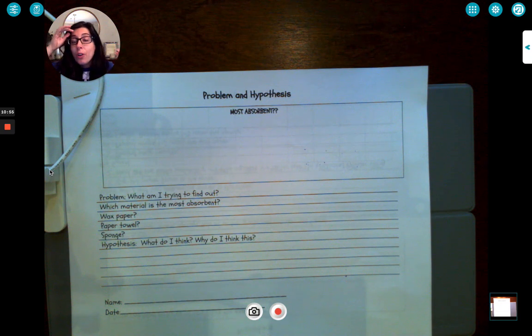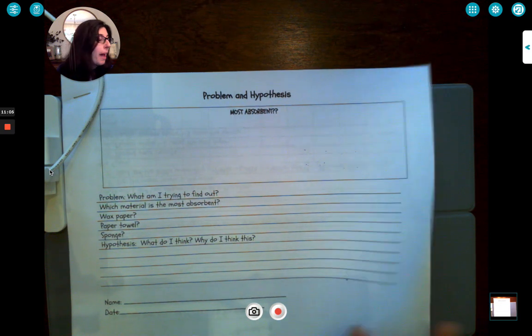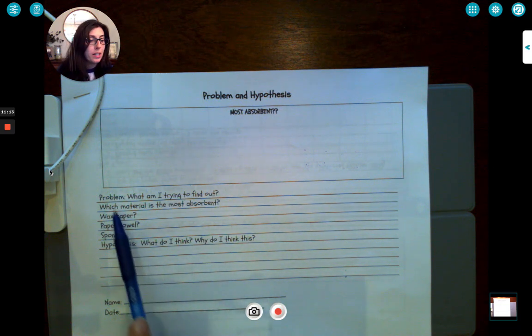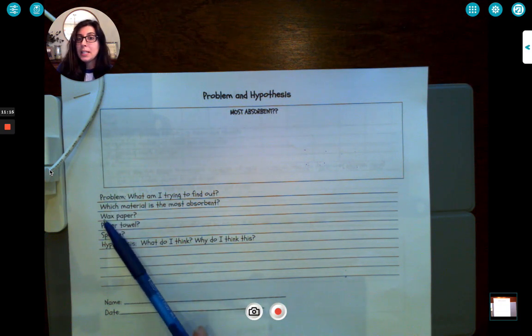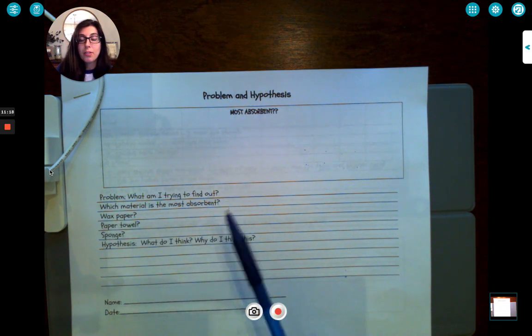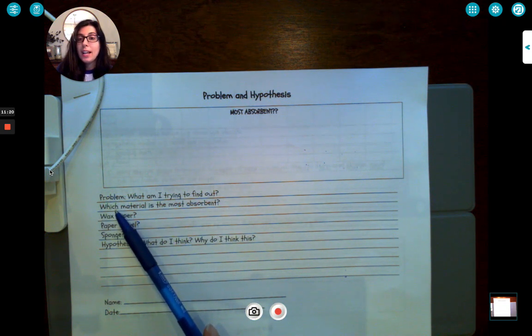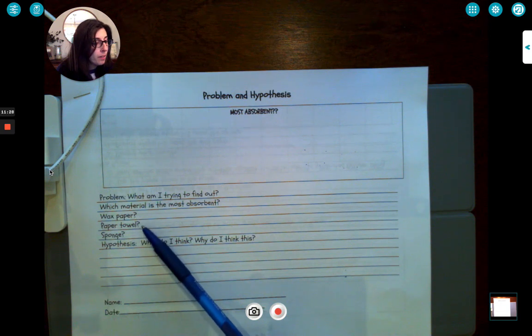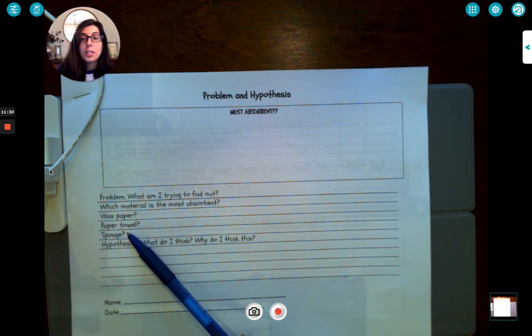So if you're at home, find this sheet in your Google Classroom. If you're in school, your teacher will give it to you. Actually, it's not a sheet. It's a packet. It's our science lab. So the scientific process always starts out with a problem. What is this problem? The problem is always what we're trying to find out. And what we're trying to find out is which material is the most absorbent. Here are the materials we'll be exploring: wax paper, paper towel, or a sponge.